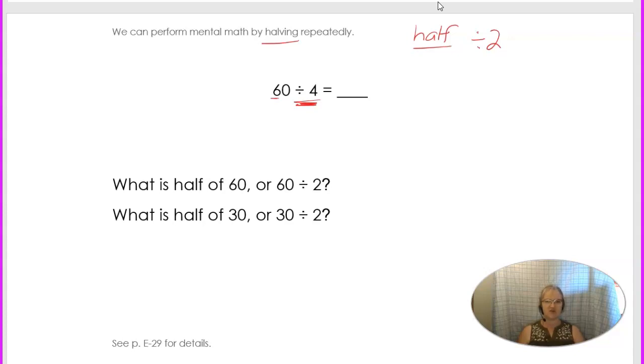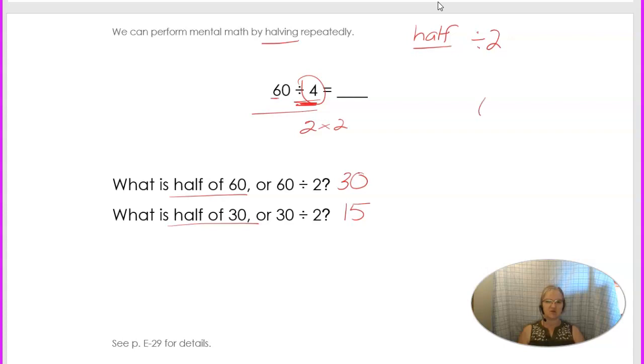But we know that if we split 4 apart, 4 is 2 times 2. So what if we took half of 60, or 60 divided by 2? Then we'd get 30. And then if we take 30, finding half of 30, or 30 divided by 2, this might take a little bit more time to remember, but 30 divided by 2 is 15. So 60 divided by 4 will be 15.